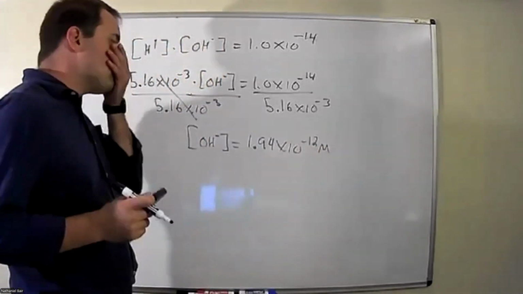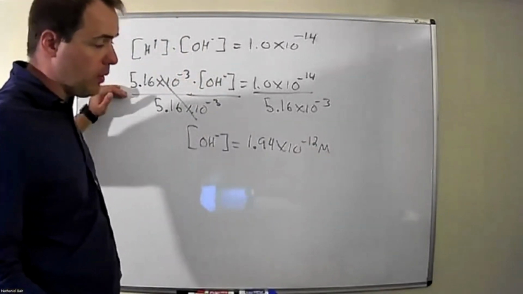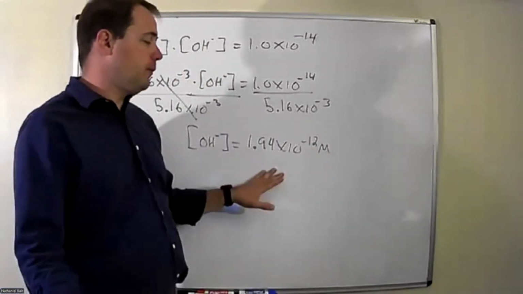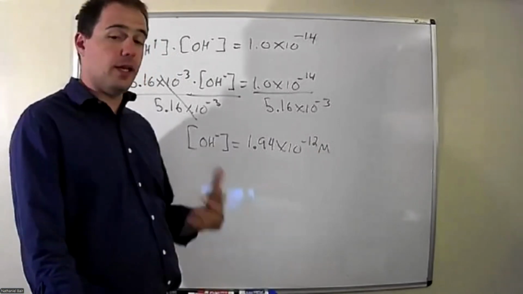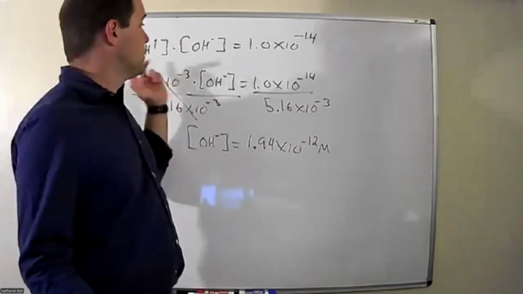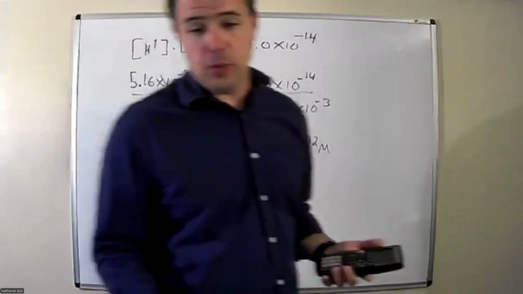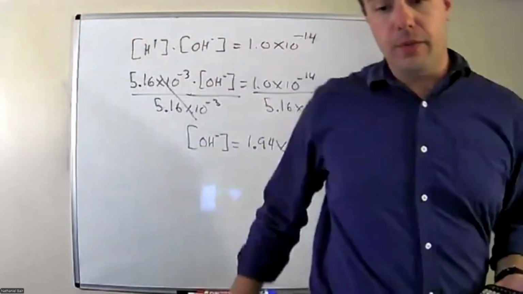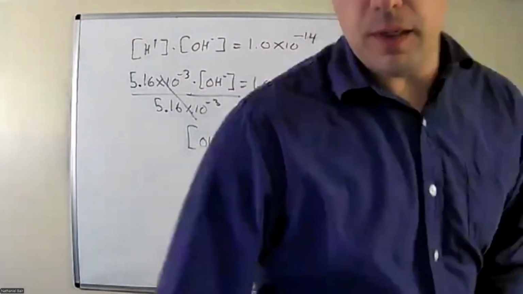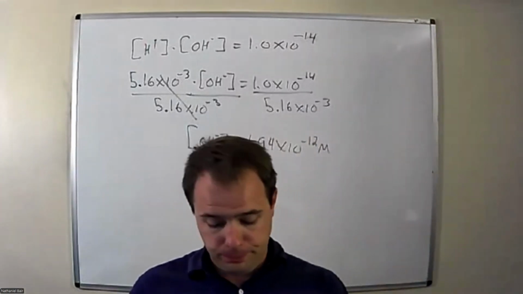So if you have a solution that contains 5.16 times 10 to the negative third molar hydronium, then it must have 1.94 times 10 to the negative 12 molar hydroxide as well. Any solution that has hydronium has to have hydroxide, because when you multiply those two by each other, it's got to be 1 times 10 to the negative 14. Can't have hydronium without hydroxide. Can't have hydroxide without hydronium. But if one goes up, the other goes down.